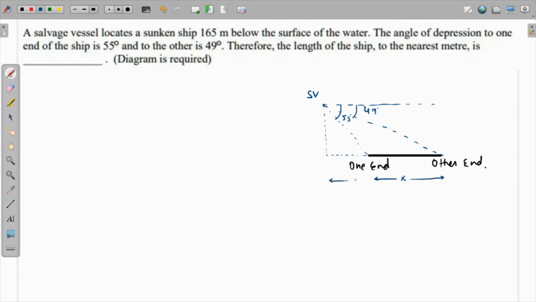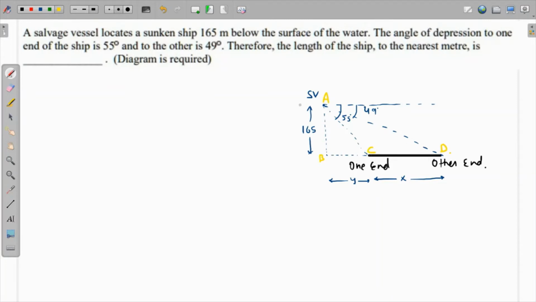This distance is unknown to us. Let's call it y. And this distance is actually known to us, because the ship is located 165 meters below the surface of the water. This is 165. Okay, let's mark the vertices. A is going to help us eventually. This is A, this is B, this is C, and this is D.